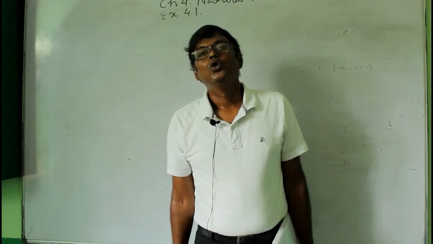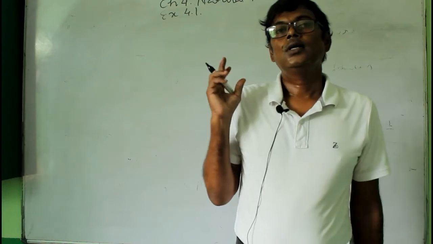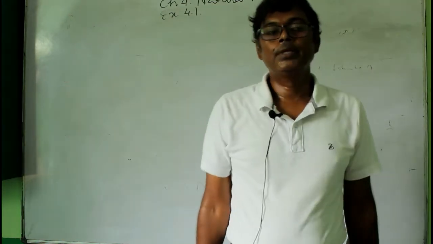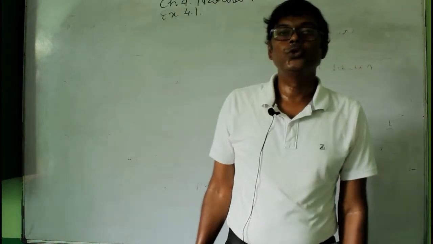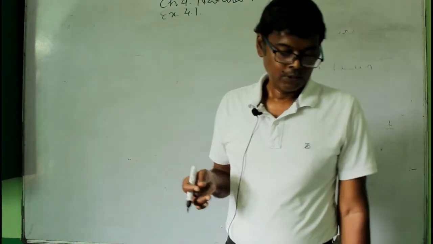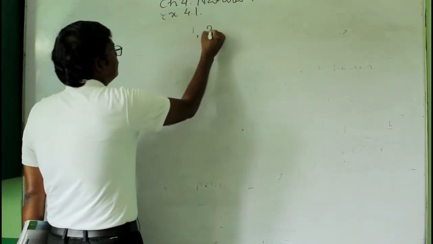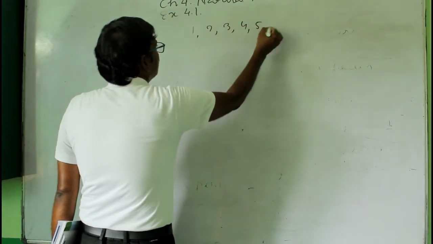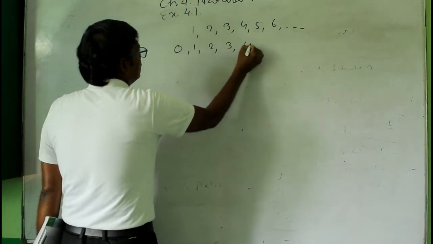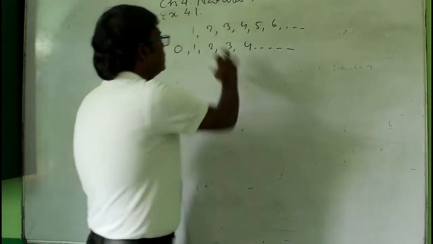The next is the whole numbers. So when you include 0 in the natural number system, then this will be called the whole number system. That is, the whole numbers start with 0: 0, 1, 2, 3, 4, and so on. Okay. So this is the difference here. The natural numbers are 1, 2, 3, 4, 5, 6, and so on. And the whole numbers are 0, 1, 2, 3, 4, and so on. So these are the whole numbers, and this is the natural numbers.